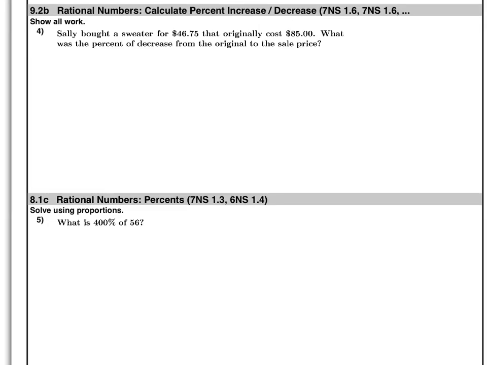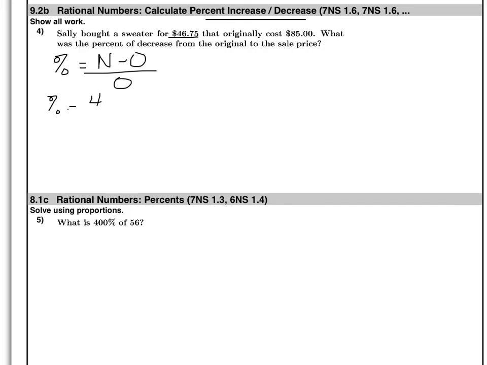We are calculating a percent of increase or decrease. Sally bought a sweater for $46.75 that originally cost $85. What was the percent of decrease from the original to the sale price? So this is that formula that we want for a percent of decrease. Our formula is the percent of change is equal to new minus original divided by original. So the percent is equal to the new amount, which is she bought the sweater for $46.75.